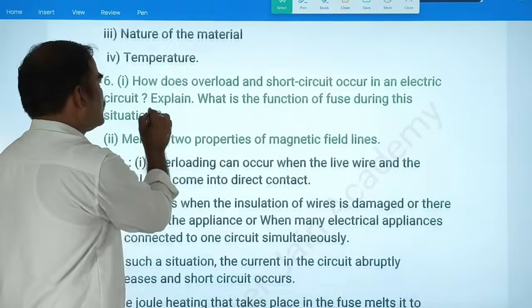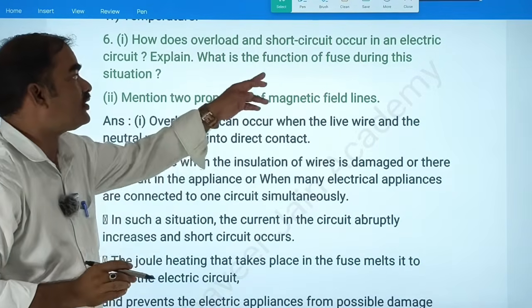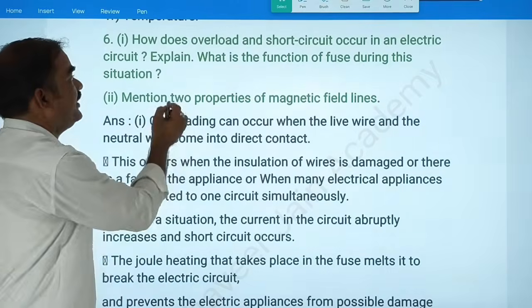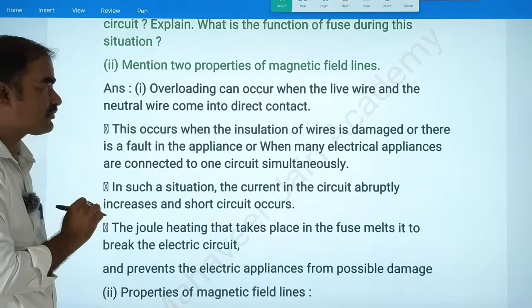We'll go for the next question. How does overload and short circuit occur in an electric circuit? Explain what is the function of a fuse in this situation.